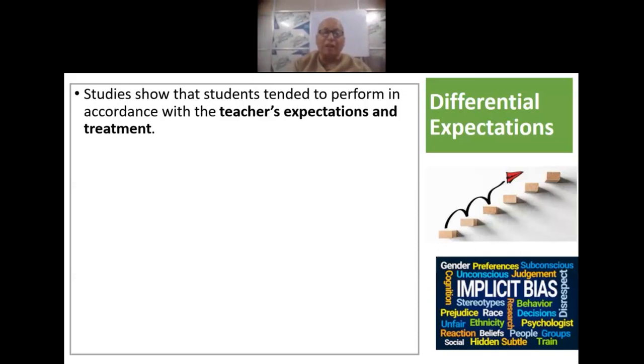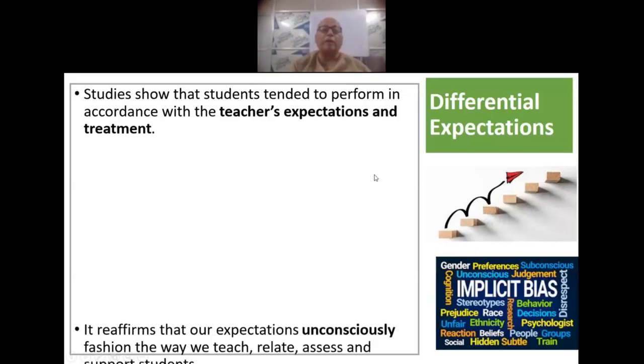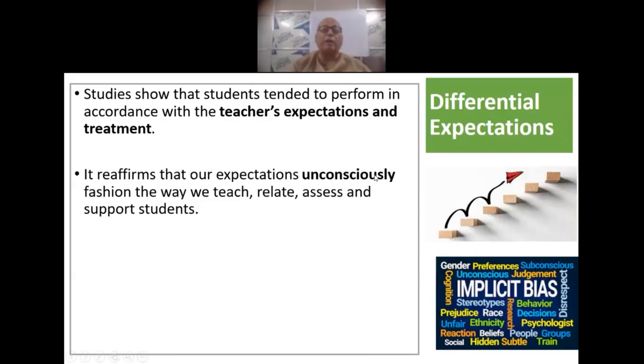The weaker child gets poorer marks or just enough marks to pass, because the expectation is just to pass. And for the other one, the expectation is to pass the competitive. So this is how the teacher's expectation and the treatment takes place. The next one is that it reaffirms unconsciously the way we teach.